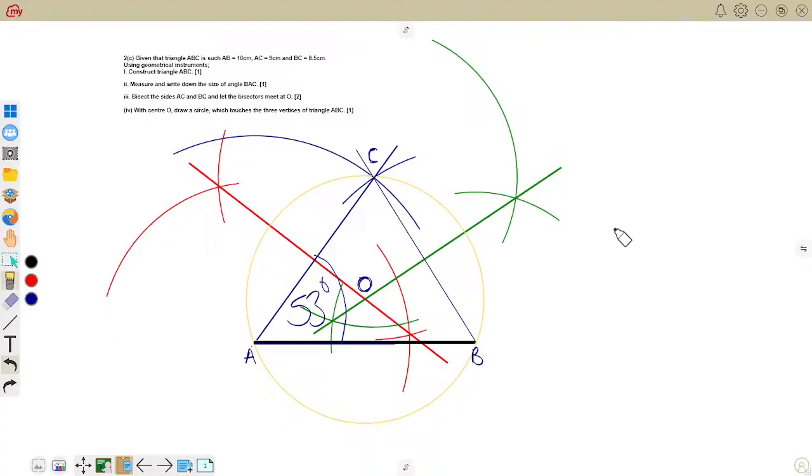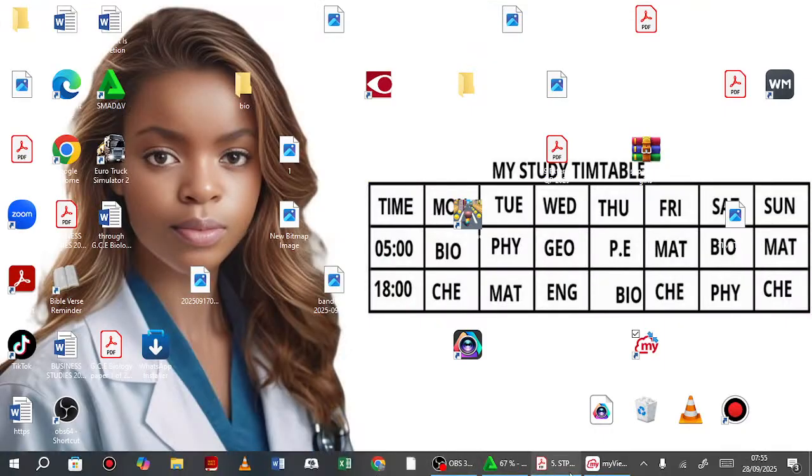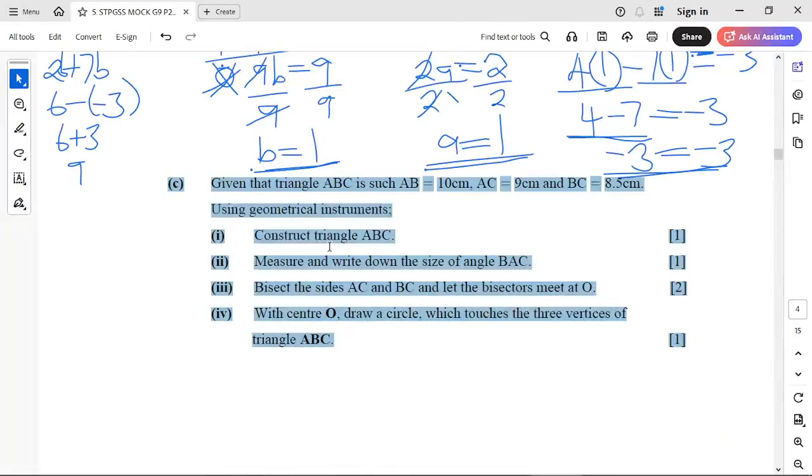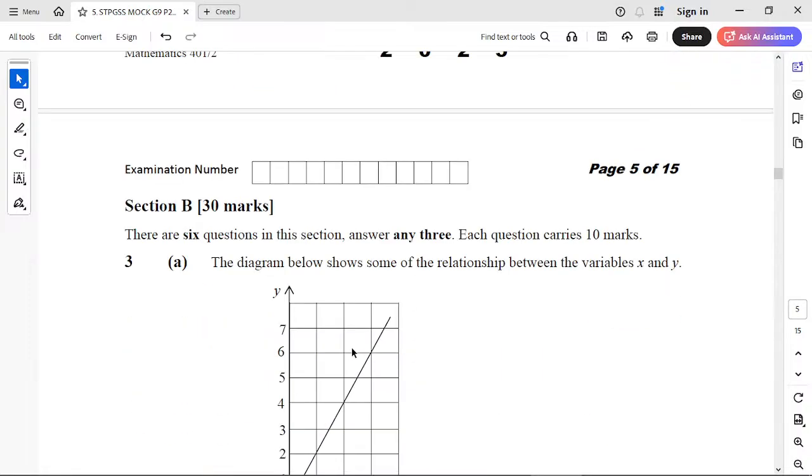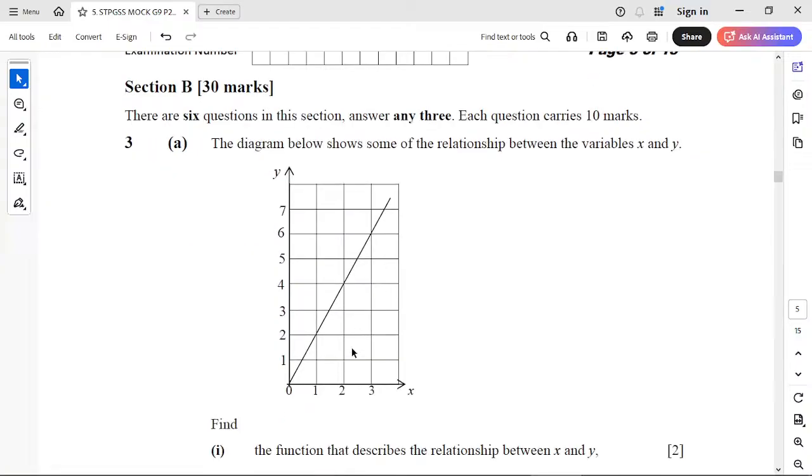Okay, so we use this software to answer this question because it has construction equipment. Now let's go back to our paper. So we come back to this one. We have answered it, so we go to section B. We have done section A. We have answered all the 2 questions.